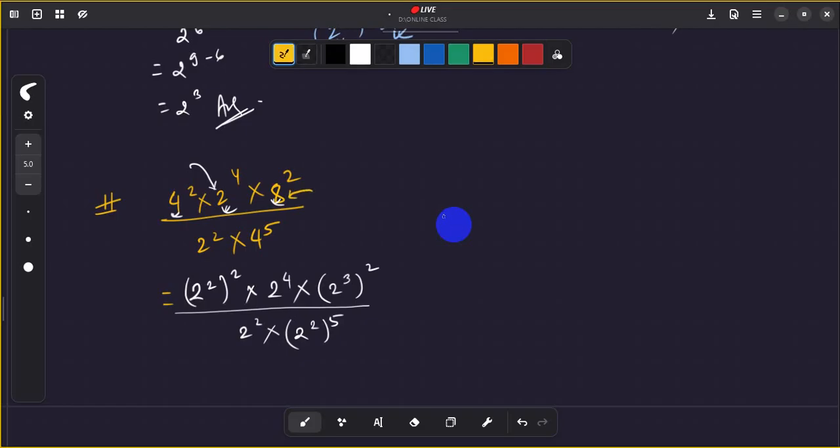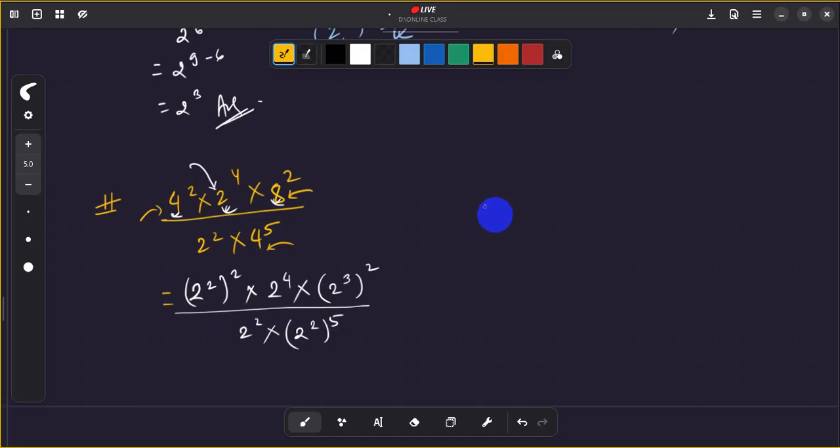The larger values should be expressed as the power of the smaller value. 4, 8 and 4 are the greater values. The smallest value is 2. So that's why we should express all of this as the power of 2. 4 is 2 square. 8 is 2 cube. This 4 is 2 square, whole to the power 2, whole to the power 2, whole to the power 5, in this case, like that.